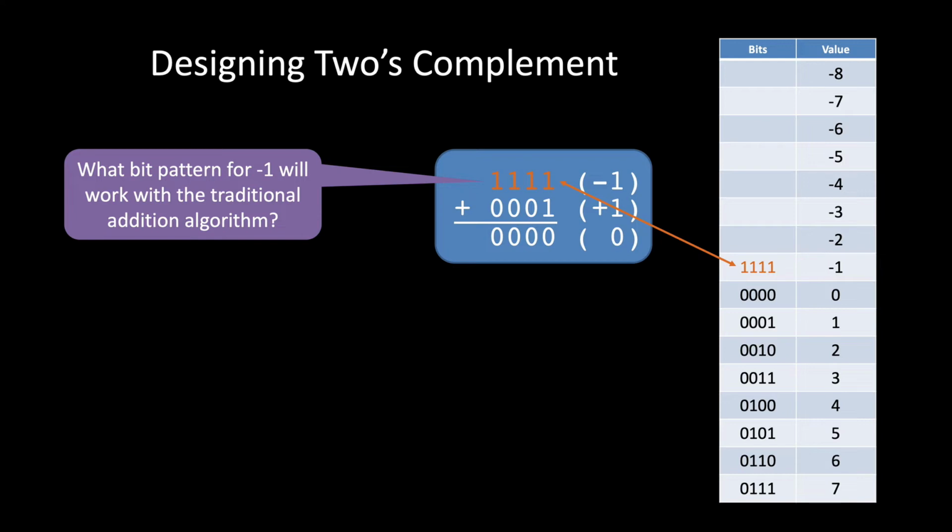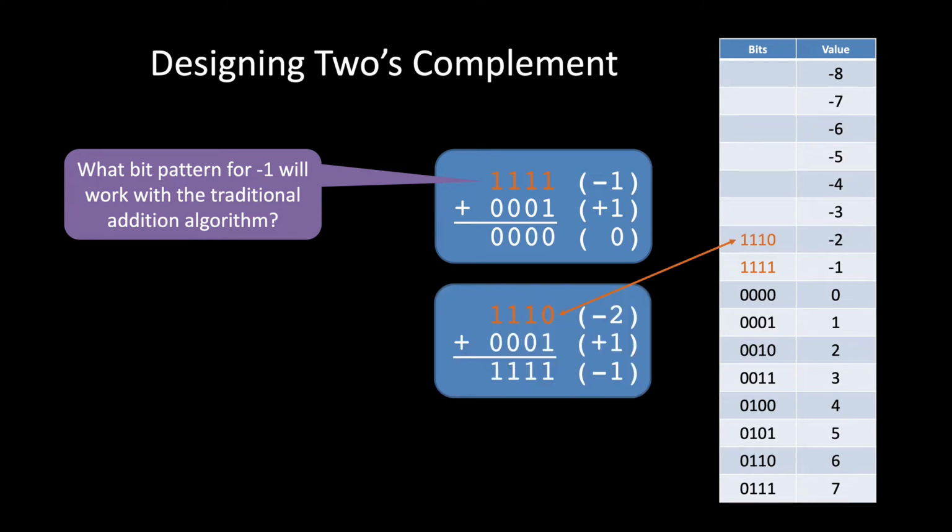We can apply this same reasoning to see that the encoding for negative 2 should be 1110. That's the encoding we need so that when we add 1 longhand, we get negative 1. Notice that if you carry out this process for the remaining steps, you get this.